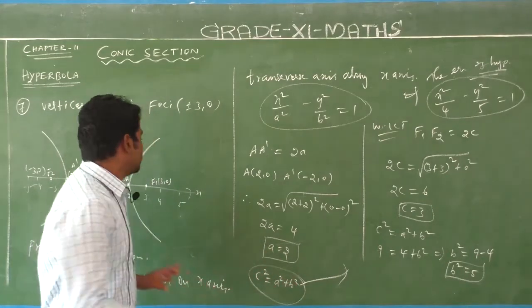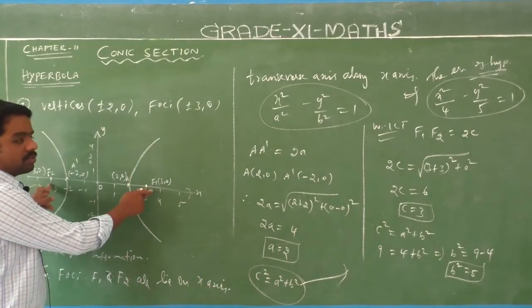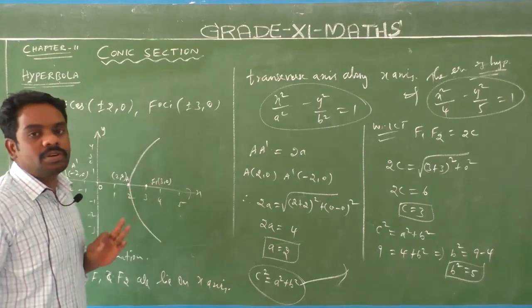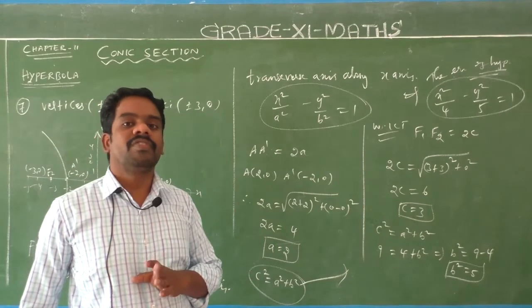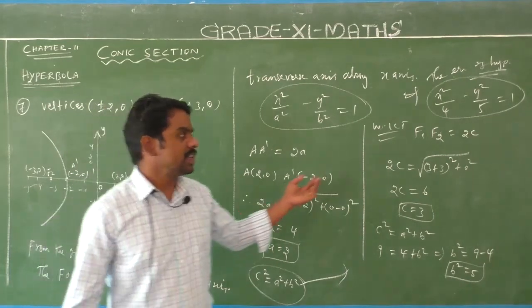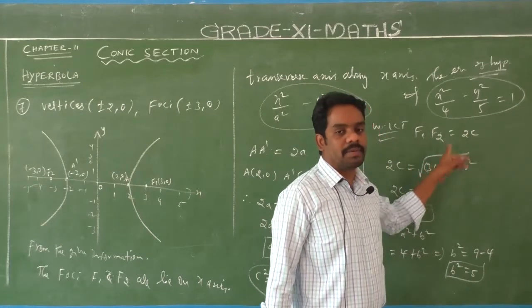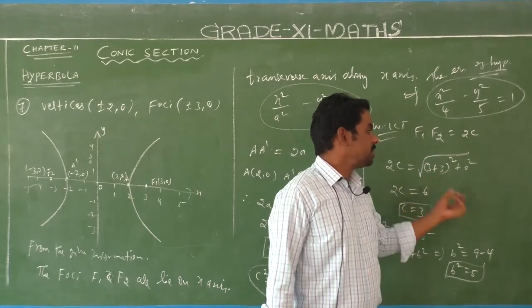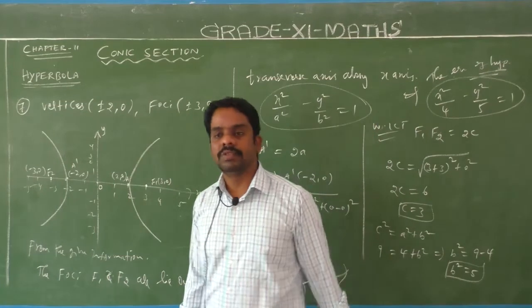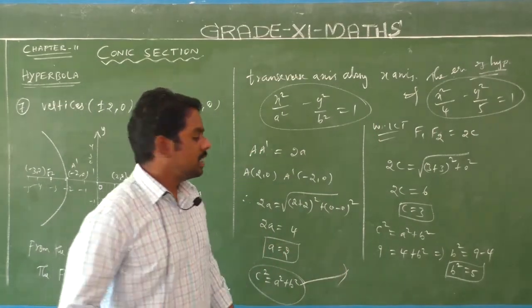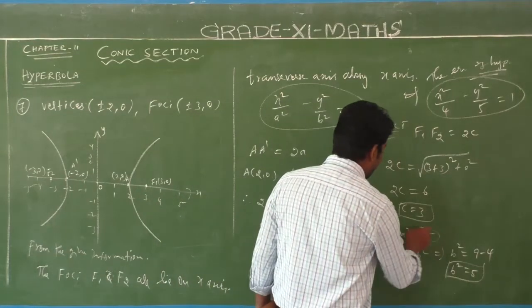Another piece of information: F1 and F2. The F1 point is known, 3, 0, and the F2 point is also known, minus 3, 0. The distance between F1 and F2 is given by the formula 2c. So 2c equals the distance between F1 and F2: root of (3 plus 3) the whole square plus 0 square, so 2c equal to 6, then c is equal to 3. And c squared equals a squared plus b squared is the formula.